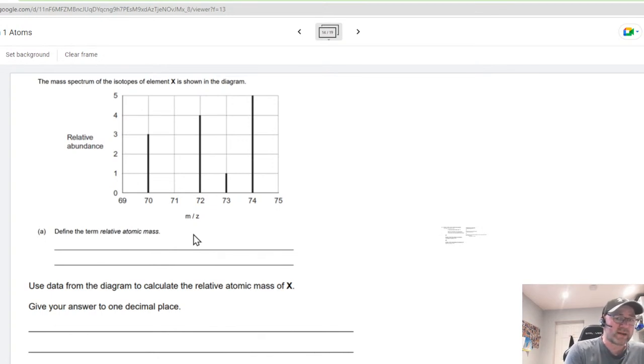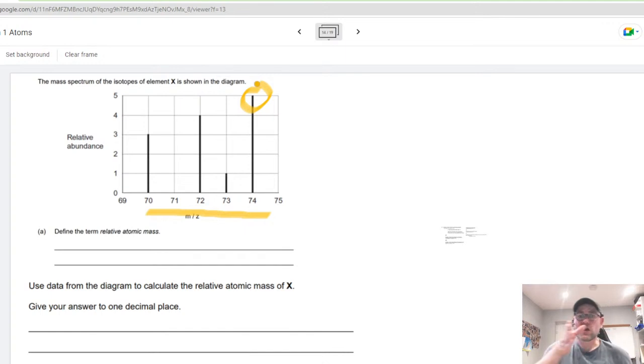Remember, you've got to times by the abundance. Your answer should be in the range of these isotopes. Hold on, guys. If you've got four isotopes, 70, 72, 73, and 74, the average of those four isotopes is going to be in the 70s. In fact, which one is it going to be closest to? It's going to be closest to 74. So we should be getting a number closest to 74.